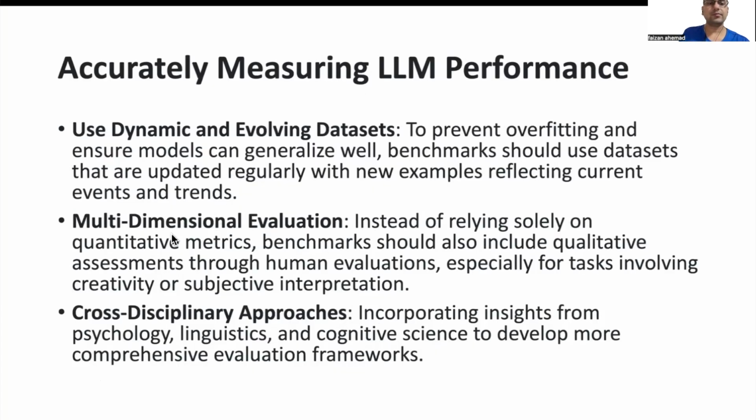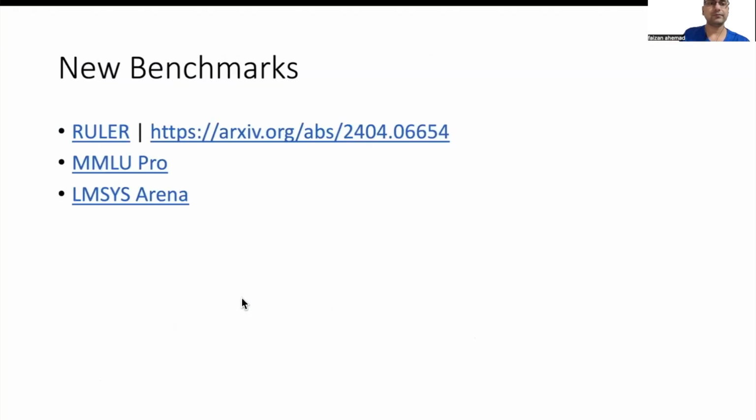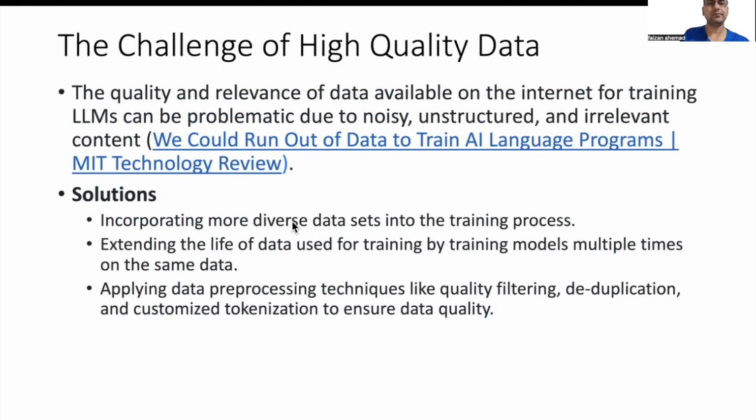So yeah, something like multidimensional evaluation that I showed you in that circle where you have multiple nodes on that circle and you evaluate the LLM on multiple of those things, and whichever LLM is closer to the boundary of the circle will be a better LLM, right? I showed you in that colorful circular diagram, right? There are some new benchmarks. This is a long context benchmark. You can actually go to this link and read more about it. There's MMLU Pro and there is LMSys Arena also, which are good new benchmarks.